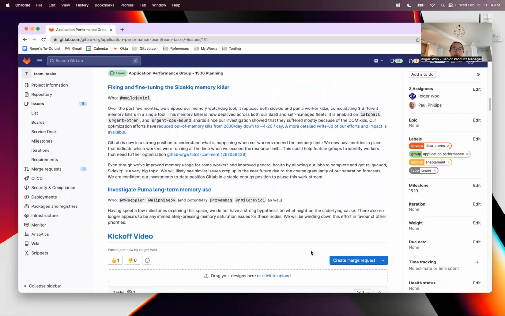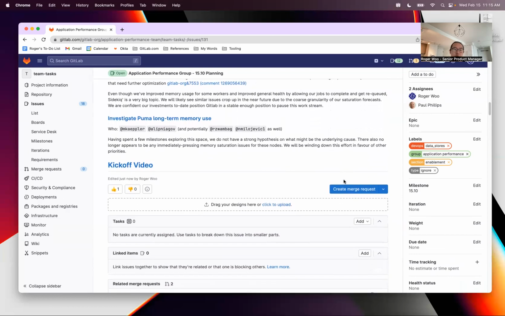We've also spent some time fixing and fine-tuning our Sidekiq memory killer. Overall, we've reduced out-of-memory kills from 2,000 per day down to around 4 to 20, and there's a more detailed write-up available here of our efforts and impact. We recognize that Sidekiq is a very big topic, and there will likely be memory saturation issues cropping up again in the future. However, we believe our investments to date have put GitLab in a stable position, and so we're going to pause this workstream at this time.